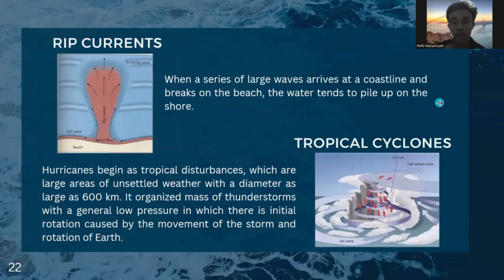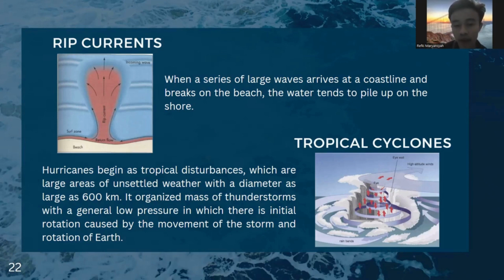Third one is rip currents. Rip currents arise from a series of large waves when the water tends to pile up onto the shore, then the upcoming wave is not coming back again to the beach. So it can happen to humans and cause damage to humans.